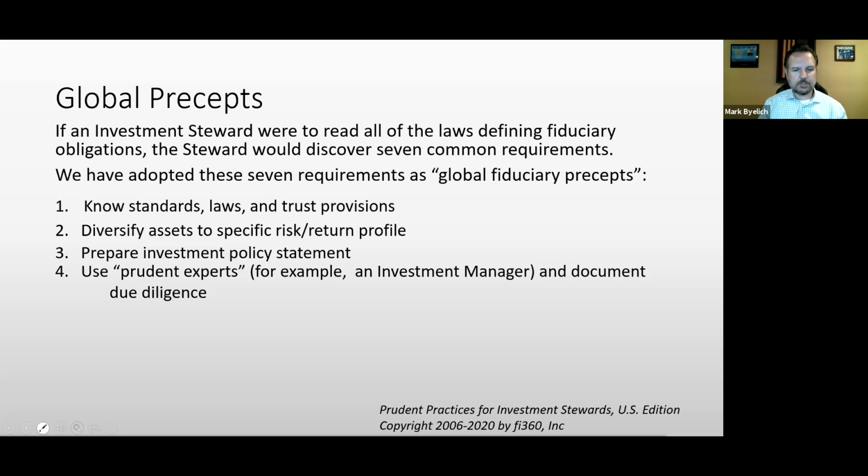Use prudent experts, for example, an investment manager, to document due diligence. So what that means is, if you have your money at Vanguard, that's all well and good. I'm a fan of Vanguard. I use Vanguard. But if you're making the investment decisions for your mom and dad's money, for the trust money, for the estate's money, how are you making those decisions? And what process do you use to make those decisions? And is it better to hire an investment manager? It may or may not be. But there are times when it makes sense to bring in prudent experts.